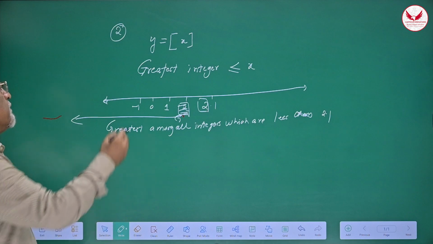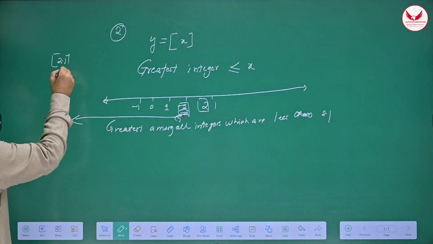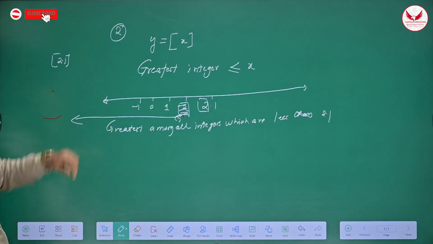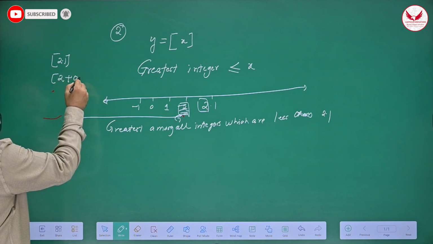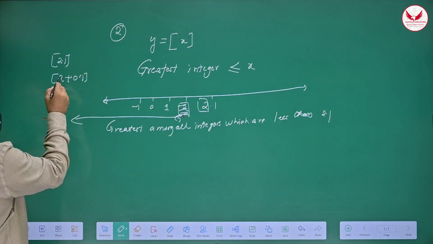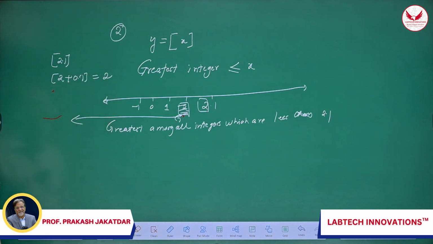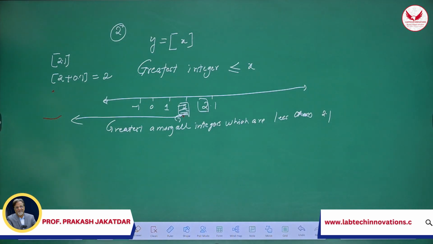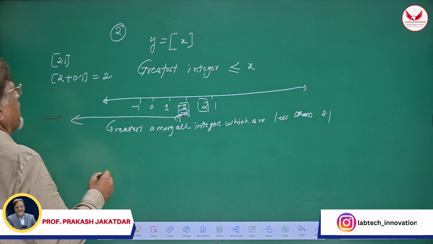That means if I ask you what is the integral part of 2.1, then you can look at it. This number is made up of two parts. One is 2 and another is 0.1. So this number is actually 2 plus 0.1. इसका integer part ये है और ये fractional part है. So therefore this is equal to 2. Okay. But this interpretation gets into problem because of negative quantities.